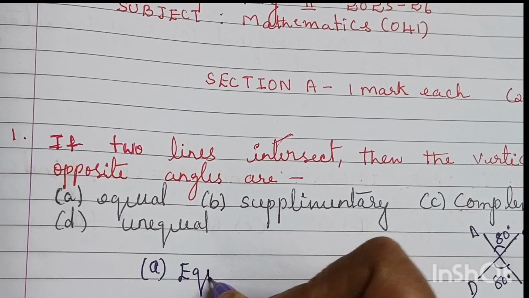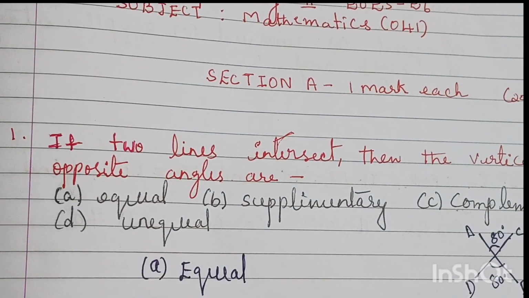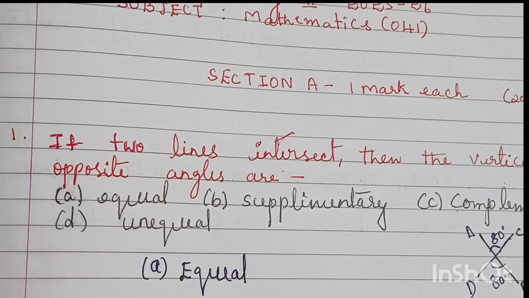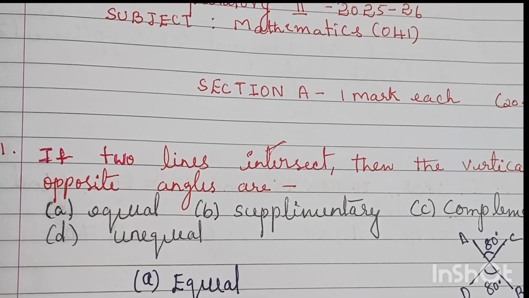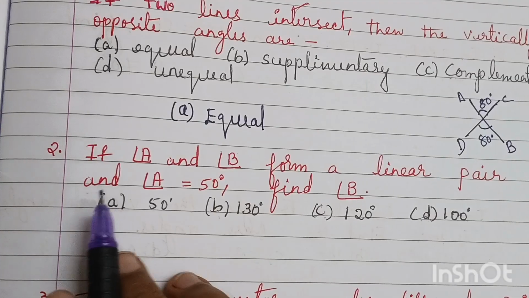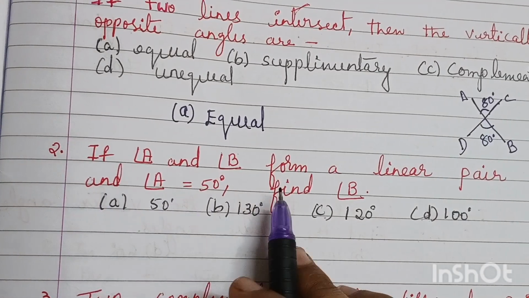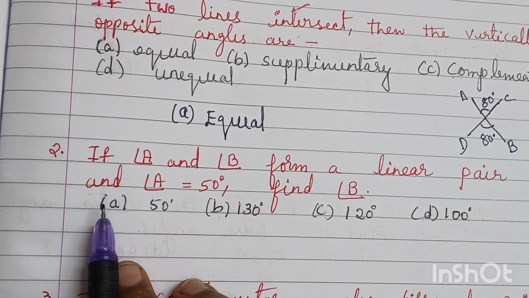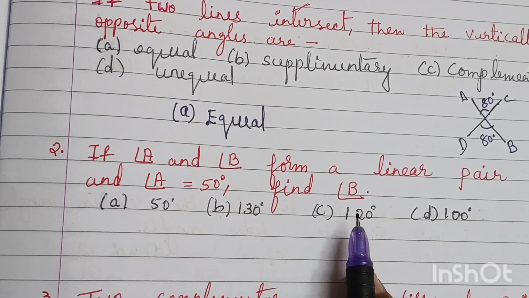Equal. Answer A, equal. If two lines intersect, then vertically opposite angles are equal. In the question, if angle A and B form a linear pair and angle A is 50 degree, find angle B.